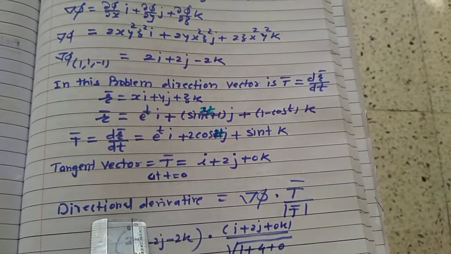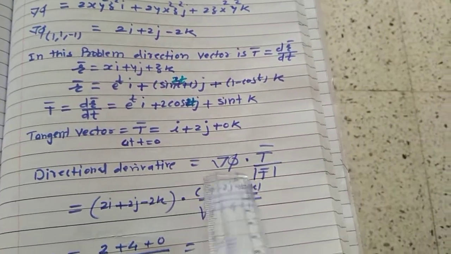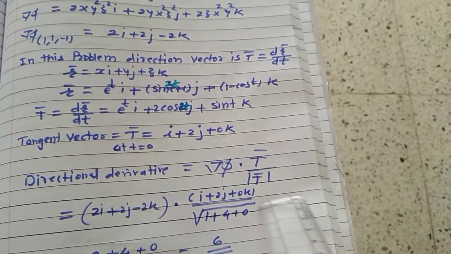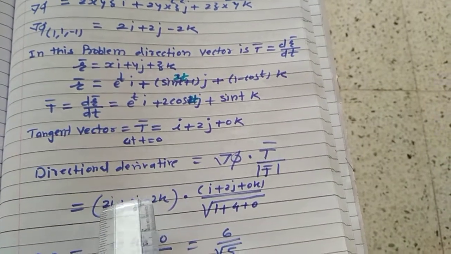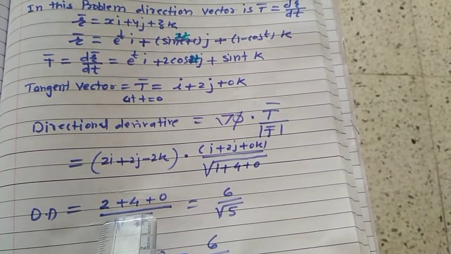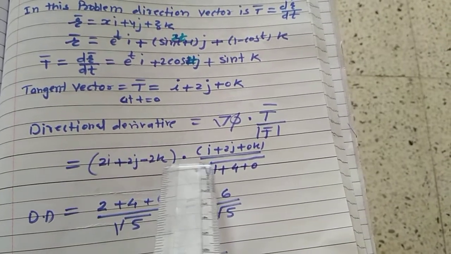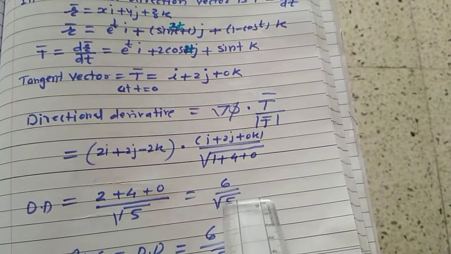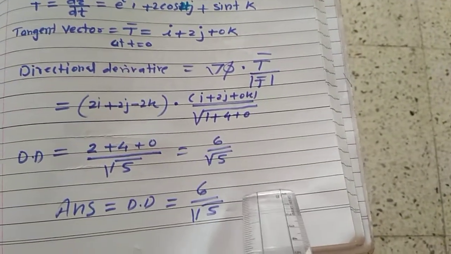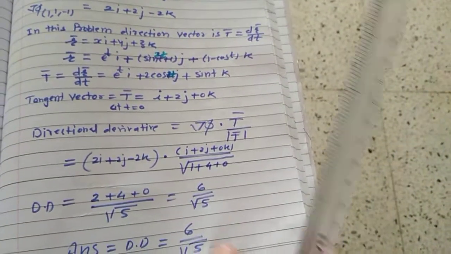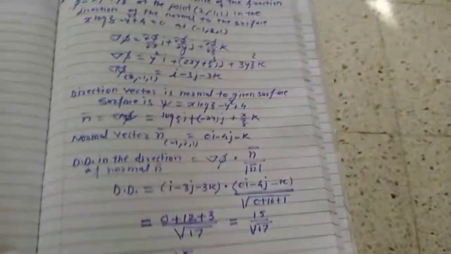Now again the definition of directional derivative: del phi dot tangent vector upon magnitude. Tangent vector is the direction vector. So you know how to make the dot product, i with i, j with j, and k with k. When I multiply the coefficient of i with i, my answer is 2, j with j my answer is 4, and k with k is 0 because here the coefficient of k is 0. So the final answer is 6 by root 5, a scalar quantity again. So in this problem, you don't know the direction vector, so we have to find it.